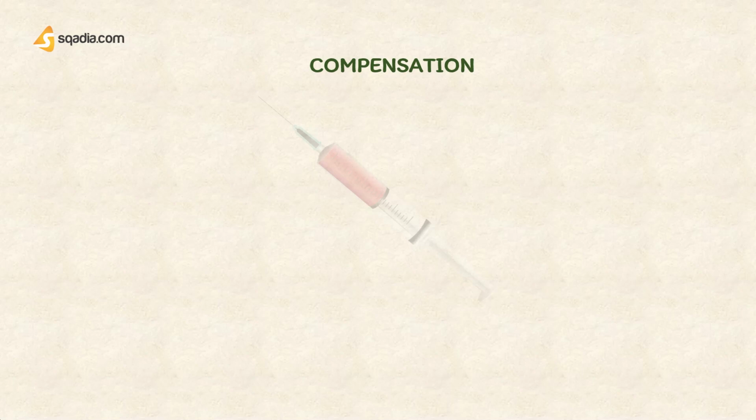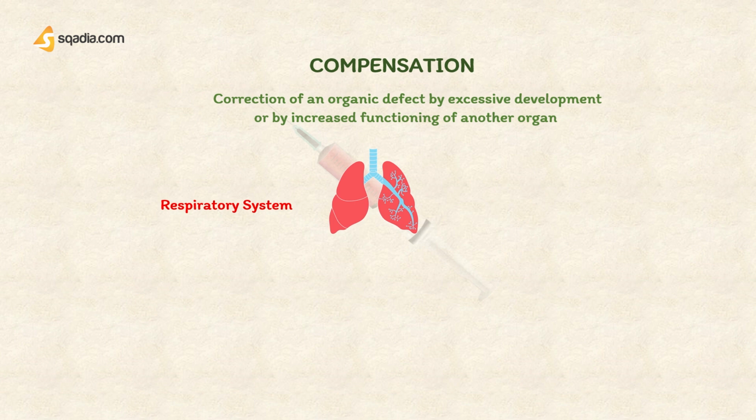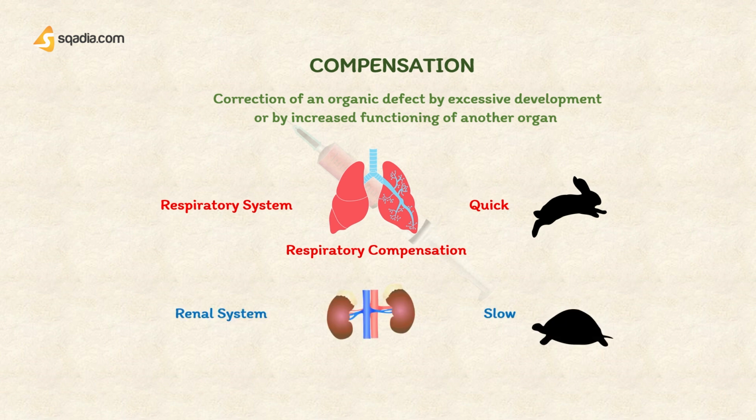Now let's first define what the term compensation means. This is the correction of an organic defect by excessive development or by increased functioning of another organ. We've discussed how both the respiratory and renal system try to regulate the pH, but it's important to know that the respiratory system compensates quickly, really within a matter of minutes, and this is called the respiratory compensation, and the renal system takes hours to compensate, so it starts off a little later, and this is known as the metabolic compensation.